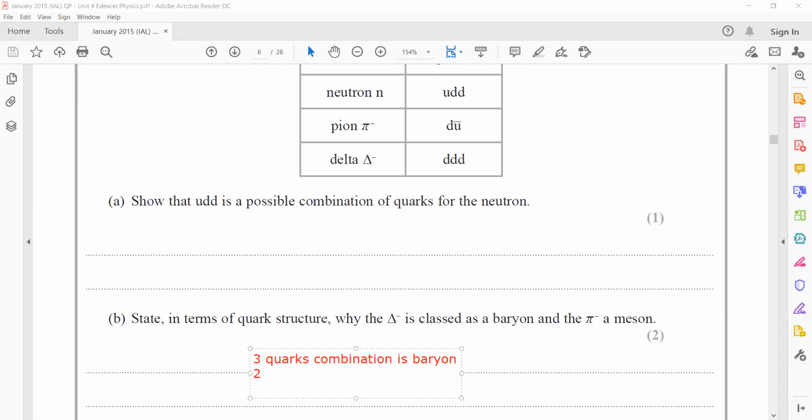whereas a combination of quark and anti-quark, or you can mention 2 quarks, and in these 2 quarks the condition is that one should be a quark, another one should be an anti-quark. That refers to a meson.